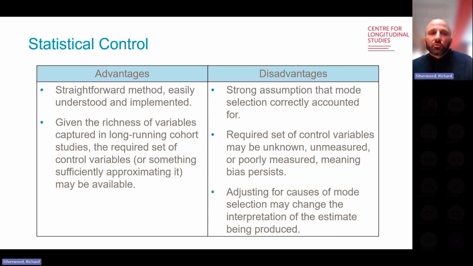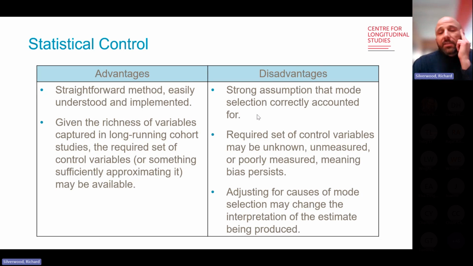The statistical control approach is particularly straightforward, easily understood and implemented. And if we're trying to account for the selection into mode, the sort of studies that we're talking about here, the cohort studies that CLS runs, have particularly rich variables going back many years, many of which are likely to impact on the selection of mode. So we may be in a good situation where we can control for mode appropriately.